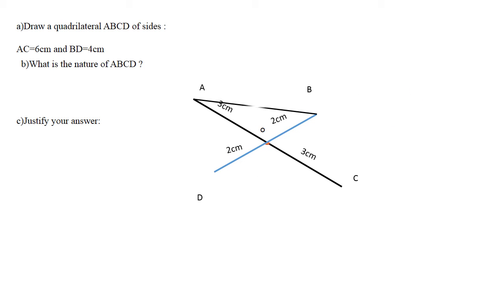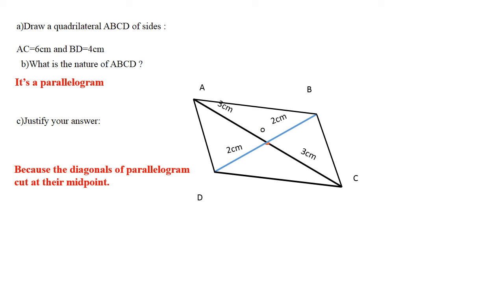Part B. What is the nature of ABCD? ABCD is a parallelogram. Part C. Justify your answer. So here I have to justify why ABCD is a parallelogram, because the diagonals, as we see, the diagonals of a parallelogram cut at their midpoint.